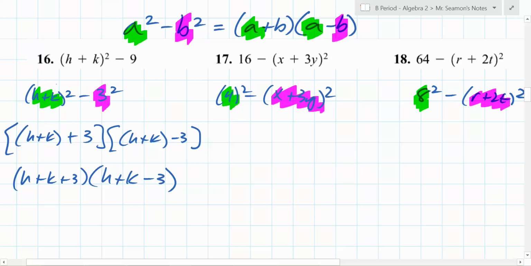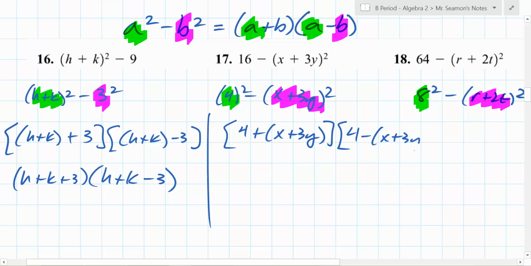No, it is not. That is A. h plus k, it's glued together. That is A. So what about the second one? What's this one going to be? (4 plus (x plus 3y)) times (4 minus (x plus 3y)). So if you simplify this, it turns into (4 plus x plus 3y) times what? (4 minus x minus 3y).